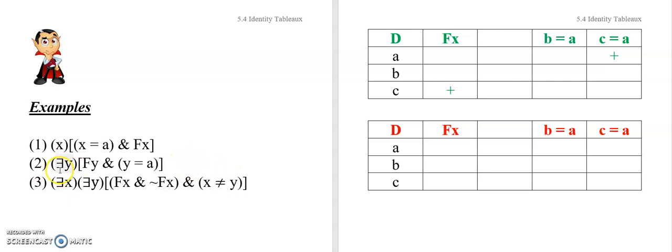This says there's at least one thing, A, B, or C, that satisfies this description. So to make that sentence false, what we need to do is think about making nothing in our domain satisfy that description. In other words, you could think about it as making this statement true. So we're going to make this statement false, so nothing can satisfy this description. So A can't satisfy it, B can't satisfy it, and C can't satisfy it.